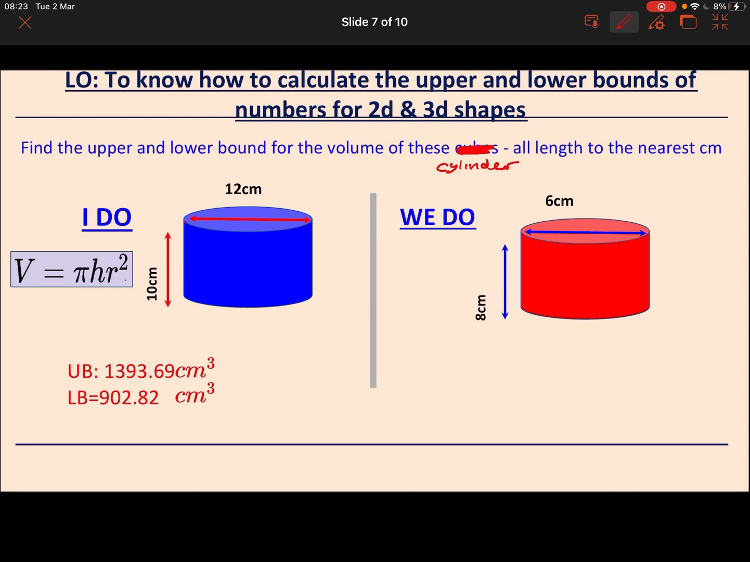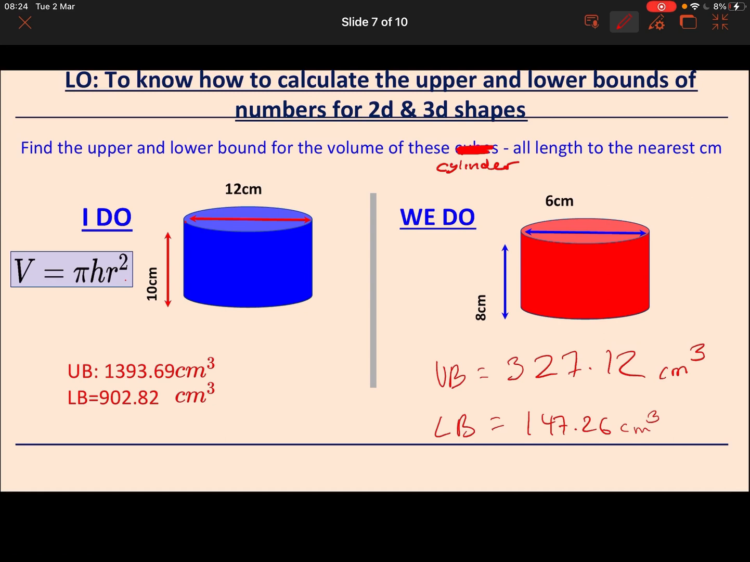Okay. I'm going to go through these questions now. So the answers are, for the upper bound, 327.12, and the lower bound is just going to be 147.26 centimeters cubed. Okay.